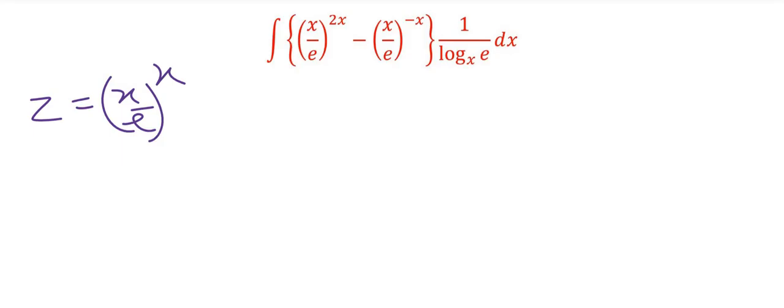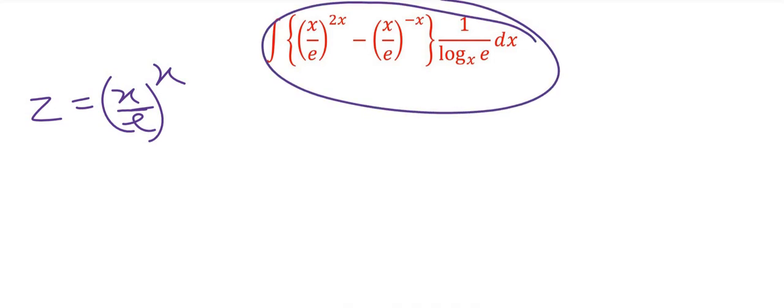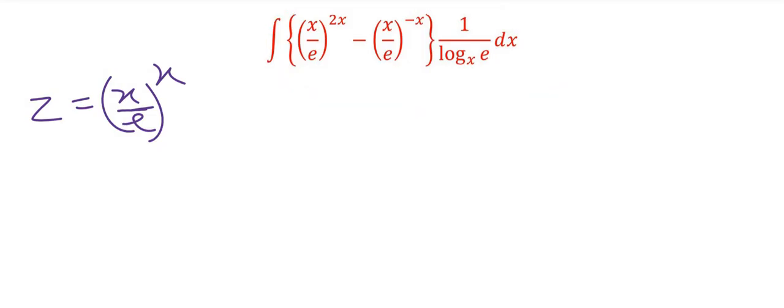Now it is very important I know how to differentiate z, because since I represented this with z, I have to change everything to z. I have to write it in terms of z. Now, this can be written as z is equal to x to the power of x, e to the power of negative x, law of indices.